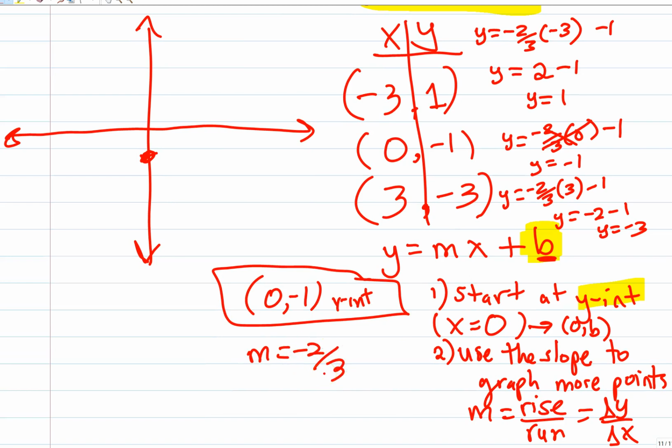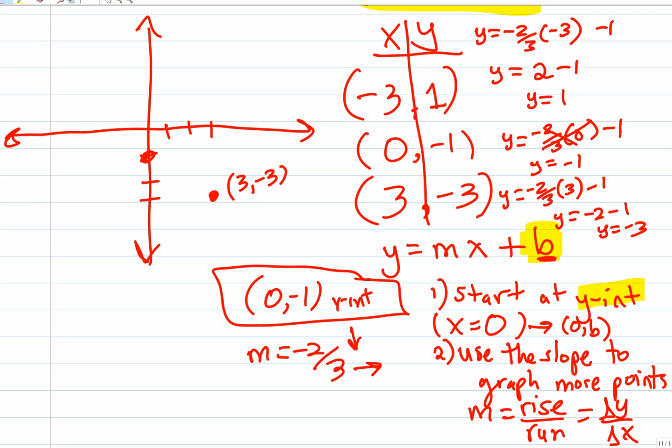I'm going to use that, and from the y-intercept, what does it mean to rise negative 2? Well, what does it mean to have a change in y that's negative? We will go 2 down, and 1, 2, 3 to the right. Do you see that point that we just created using the slope? What is the point that we just found? Was that in our table?